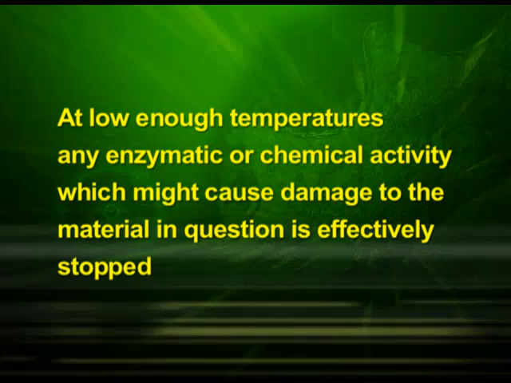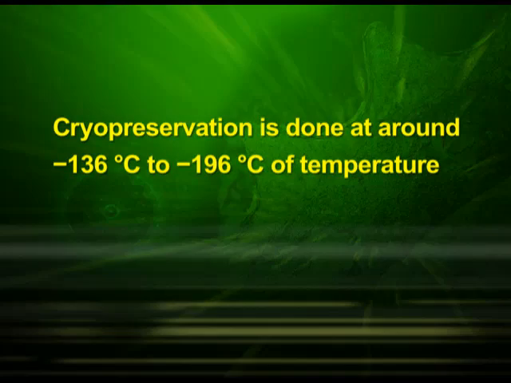At low enough temperatures, any enzymatic or chemical activity which might cause damage to the material in question is effectively stopped. Cryopreservation is done at around -136 degrees centigrade to -196 degrees centigrade. The substances preserved through this process are used afterwards whenever required.